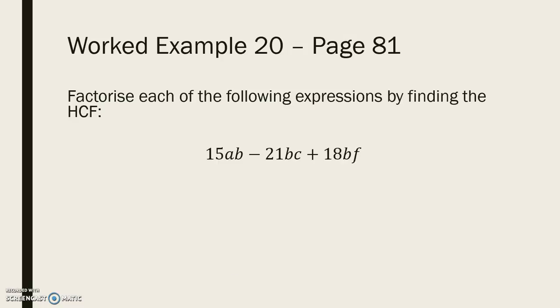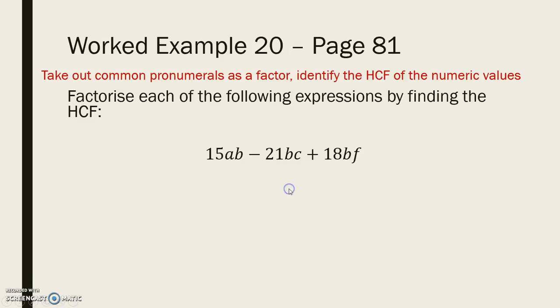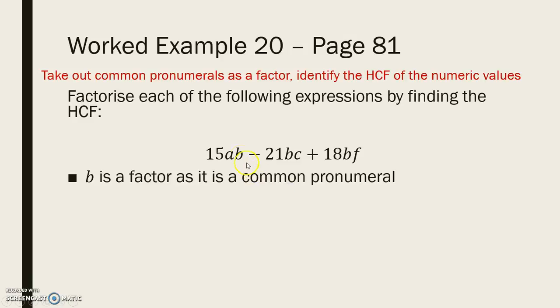This one here's got 3 terms, so it's a little bit more complex. But it's the same process. What letters or pronumerals are common to all 3? The b. That's the only common pronumeral. Then we look at the numeric coefficients. 15, negative 21 and 18. They're all multiples of 3, so 3 is the common factor.